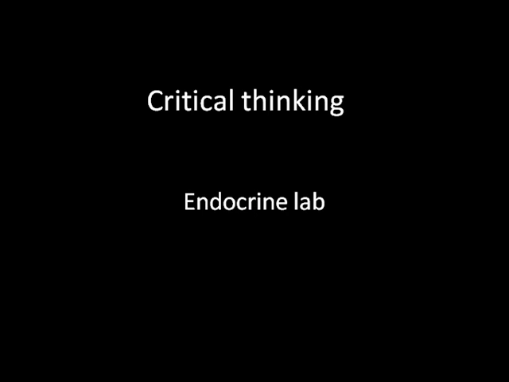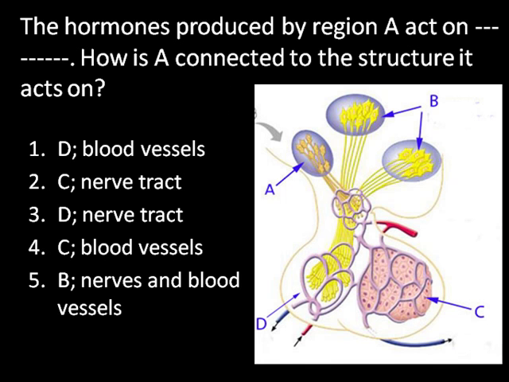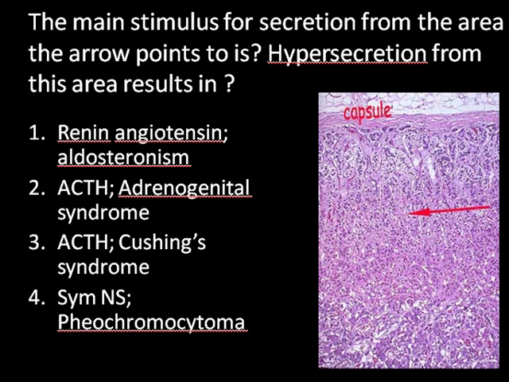This is critical thinking in the endocrine lab. In the endocrine lab, you would get images as well as histology, and then you have to do a little bit of the physiology. This is one of the images, something like this you might get. Here is a histological image where you have to identify the region and then what hormones are produced.